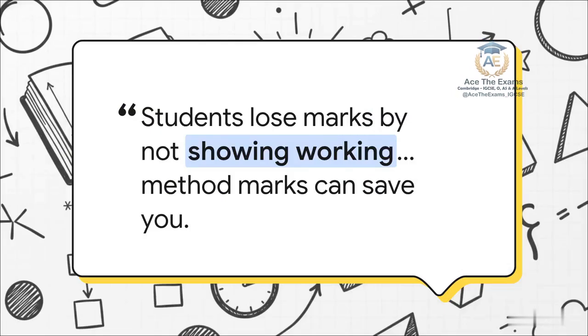So, the crucial point is this official mandate straight from the Cambridge examiners. Students lose marks by not showing working. Even if your final answer is wrong, method marks can save you. This is your ultimate alibi. It makes it crystal clear that your written working out isn't just some scratchpad math that you do on the side. It is your undeniably documented proof.